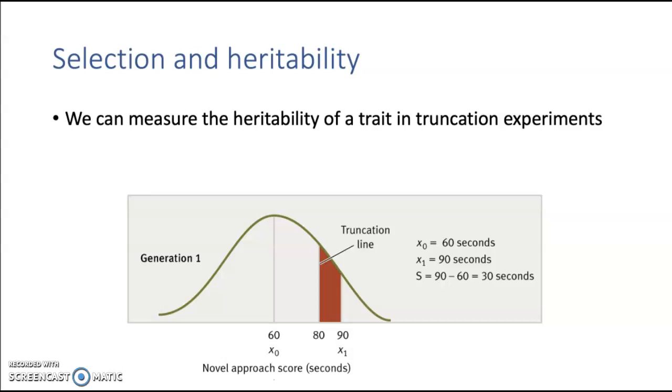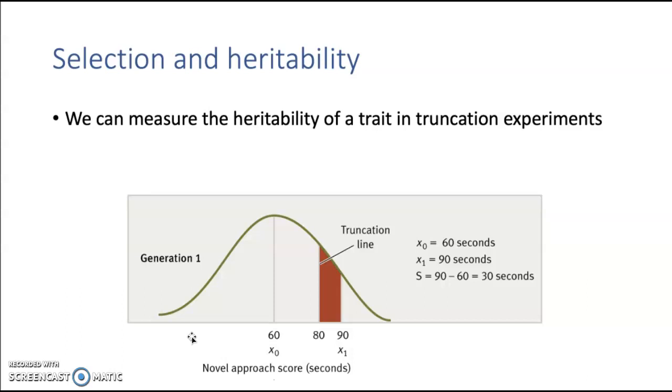So if you imagine a situation where we can calculate the average score of a particular behavior. In this case, they have it described as a novel approach score. This is how long it takes for an individual to approach something new. If the population average is 60 seconds, we can calculate that. We can calculate a distribution of all of these traits within the population. A truncation experiment says, actually, we're going to look at this population and we're going to manipulate their reproduction.